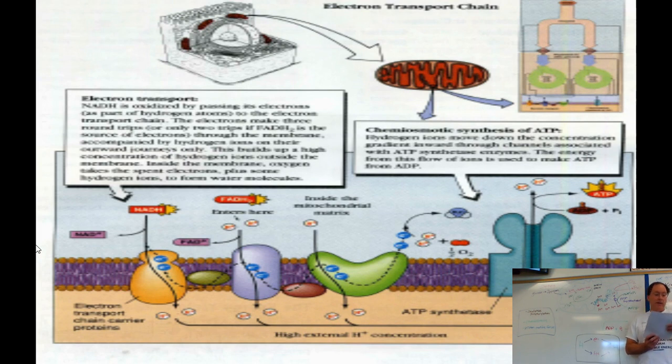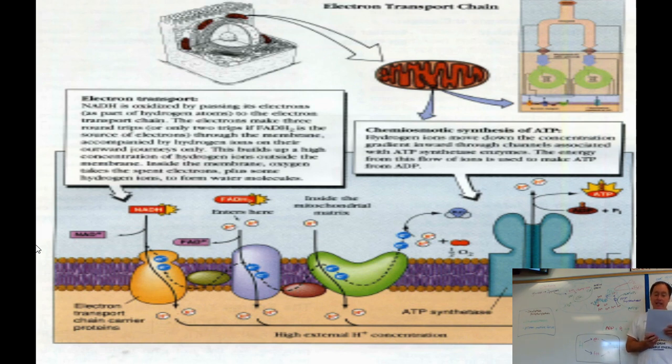I'm in the top left box. It says electron transport. NADH is oxidized by passing its electrons as part of hydrogen atoms to the electron transport chain. The electrons make 3 round trips, or only 2 trips if FADH2 is the source of electrons, through the membrane, accompanied by hydrogen ions on their outward journeys only. This builds up a high concentration of hydrogen ions outside the membrane. Inside the membrane, oxygen takes the spent electrons plus some hydrogen ions to form water molecules.